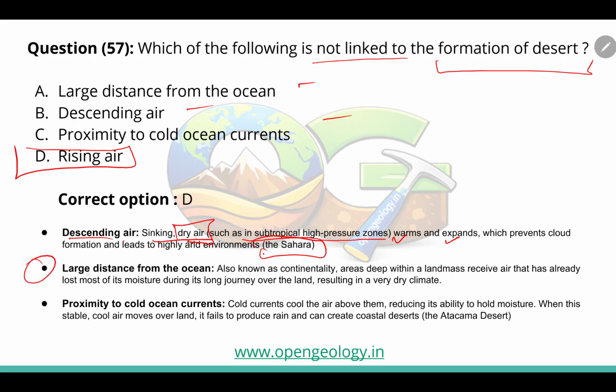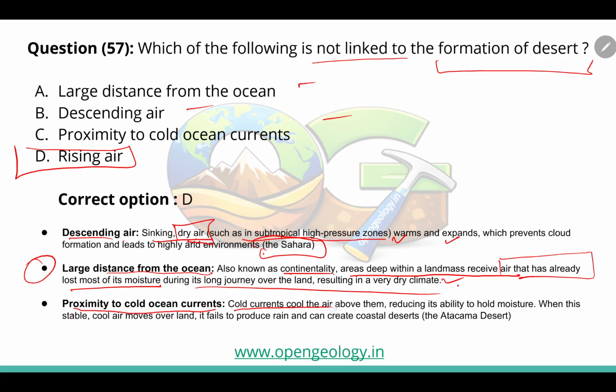Then second is the distance from the ocean. So most of the rainwater comes from the ocean, and the continentality, as we go away from the ocean, the air will receive less water vapor, less evaporation, and less rainfall will occur, and we will have a dry climate. Another thing is proximity to cold ocean currents.